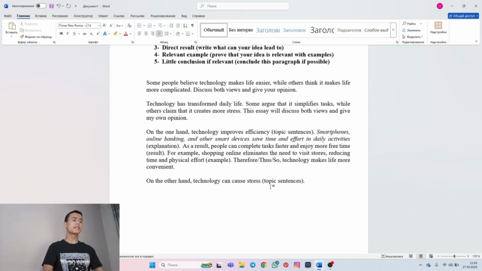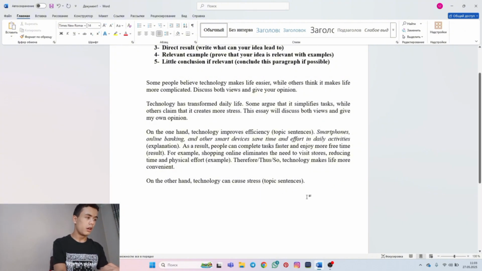Topic sentence means that we will be talking about it in the second lines of the body. For example, technology can cause stress. Why can it cause stress? Give some example, give some result, give some conclusion. Okay. We are going to give some explanation for this topic sentence.